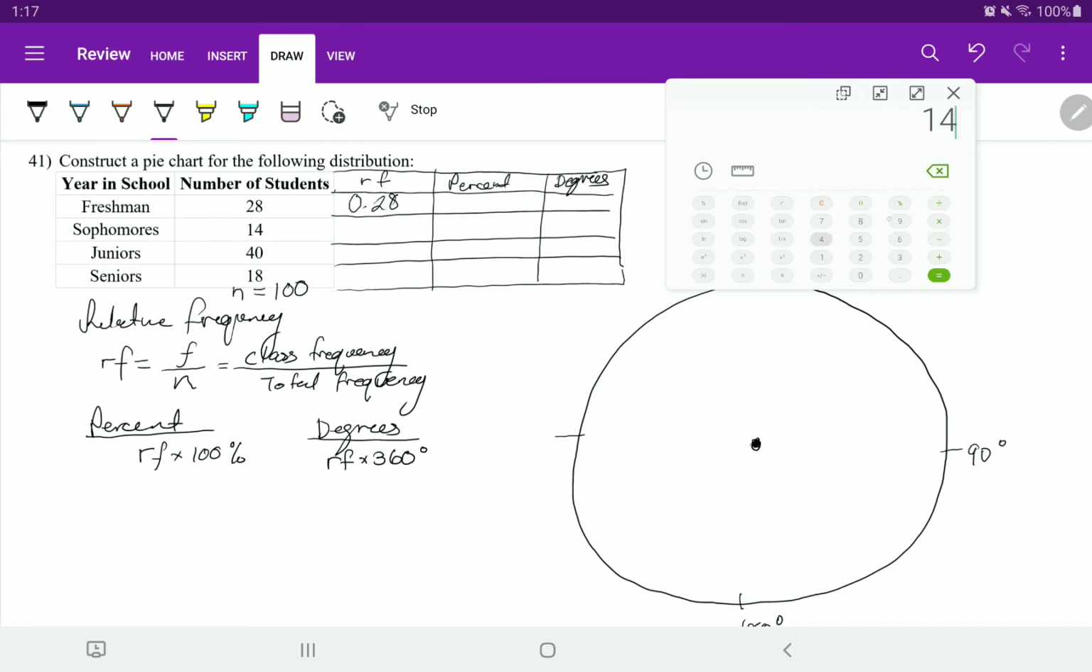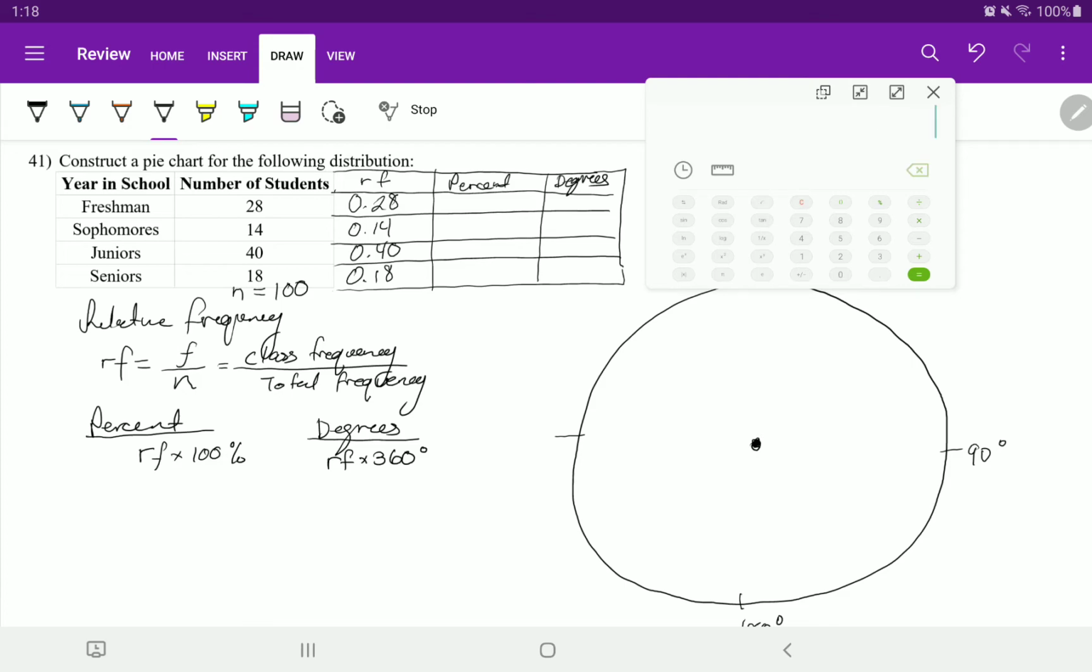Then we have 14 divided by 100, which is going to be 0.14. Repeat the same process. 40 divided by 100 is 0.4, or 0.40. 18 divided by 100 is 0.18. When you add the relative frequency column, it equals 1. Therefore, we know we're doing this correctly.